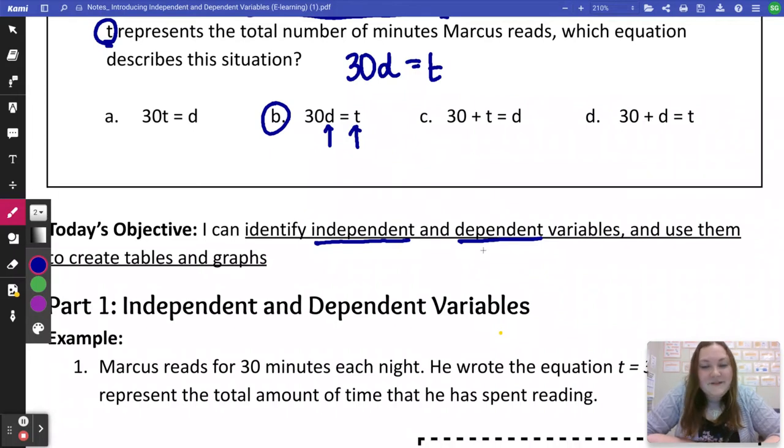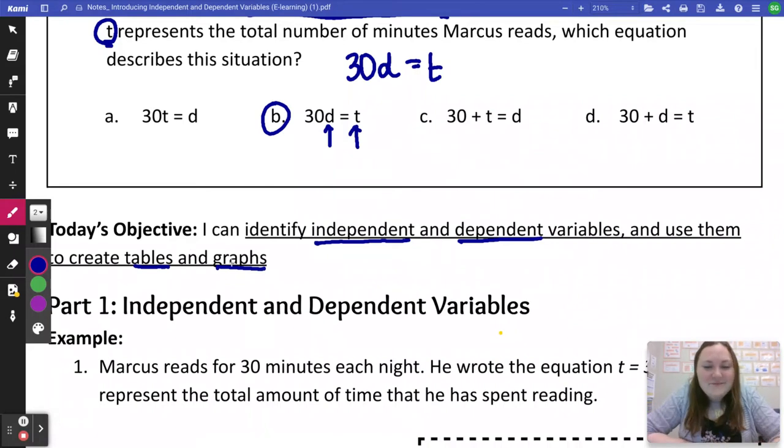And then after we learn about independent and dependent variables, we're going to see how you can use those to help create tables and create graphs from situations. We've created a few tables here and there in this lesson, but this unit in particular is really going to rely on a lot of tables and graphs to help us understand situations. So that is the plan for this lesson video.